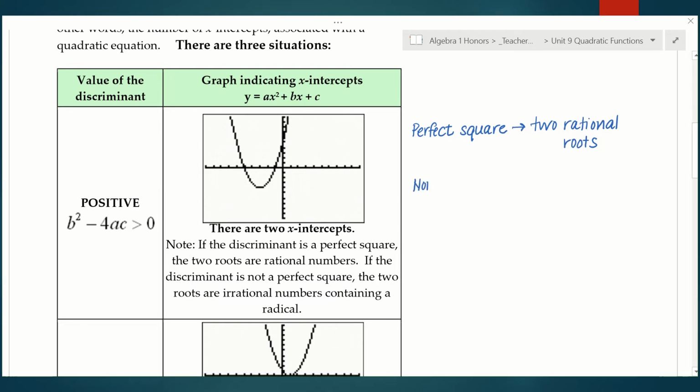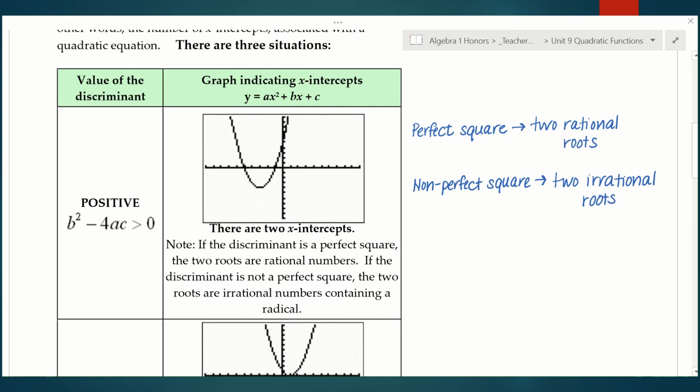If I get a positive number but it's not a perfect square, I'm still going to have two roots or two x-intercepts, but now they're irrational. So I'm going to get two irrational roots.